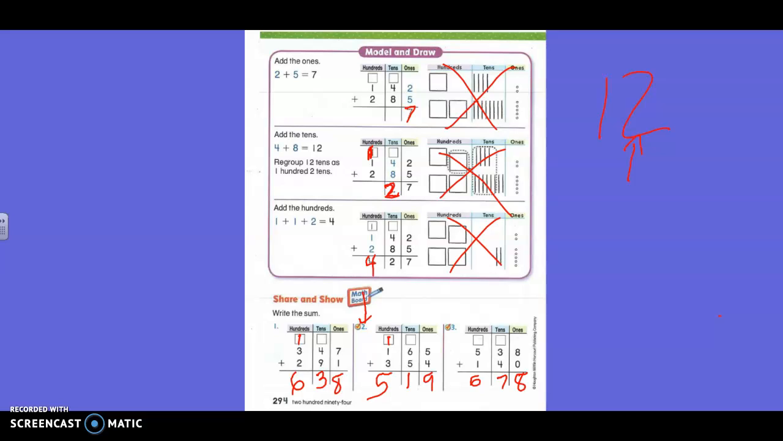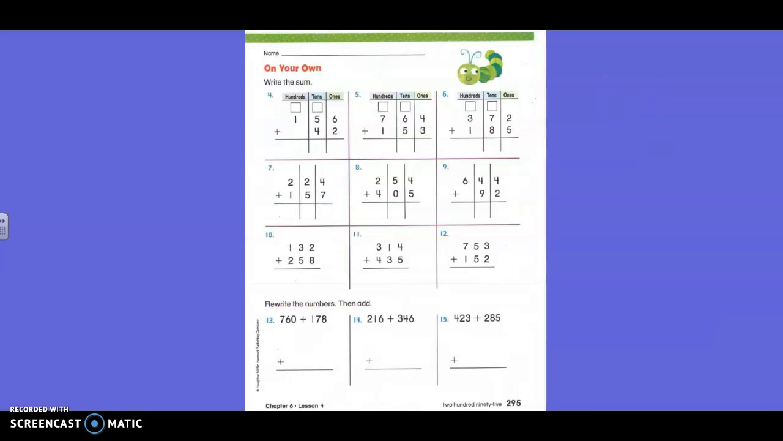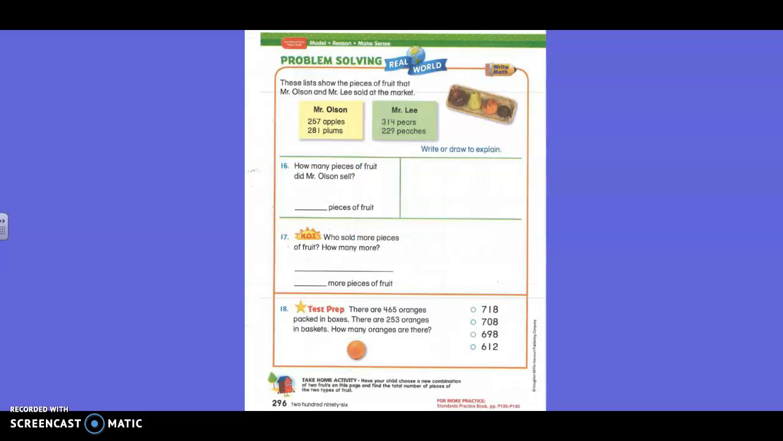Okay? Sound good? Okay. So on your own, this is all going to be you with a partner. On this bottom part, you have to write the numbers down. Okay? That's what you guys have to do. You and your partner, you have to write 760 plus 178 down here. They're not going to write them for you. All right? Oh, so we just write that? Yeah, you write them and add them. You just stack and add. Oh. Okay? All right, let's look on the problem solving.